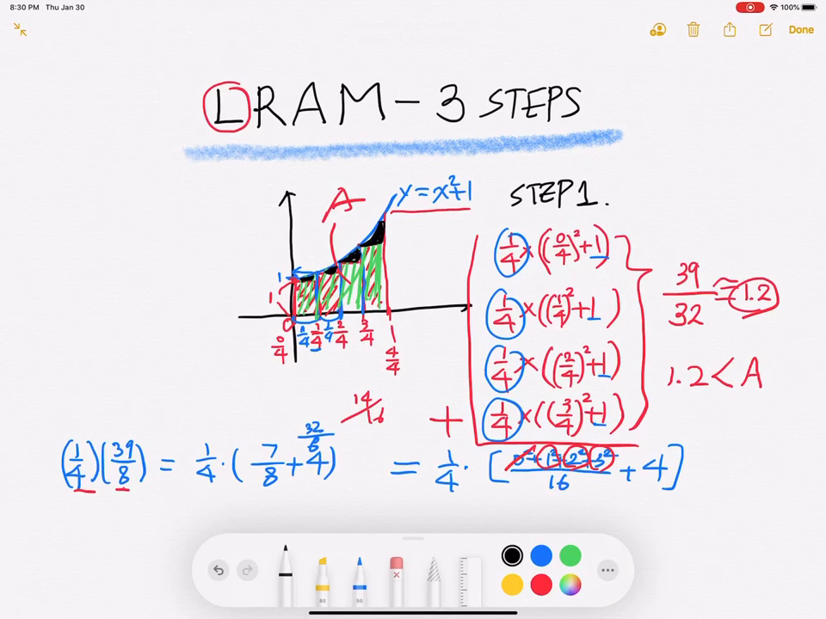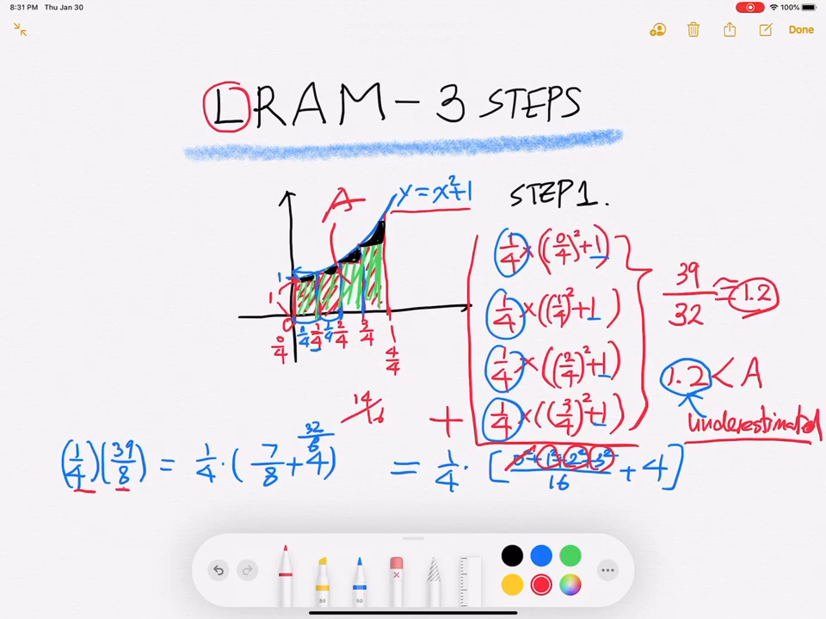Not always. So for a decreasing function, if we find the LRAM, that will be greater than actual area. But this function is an increasing function. That's why LRAM should be less than actual area. So we can say this 1.2, the area for rectangles using LRAM, that estimate is underestimated. Okay, it is underestimated. You understand why? Because it's smaller than actual area, right? Not always, but in this case, LRAM is underestimated.